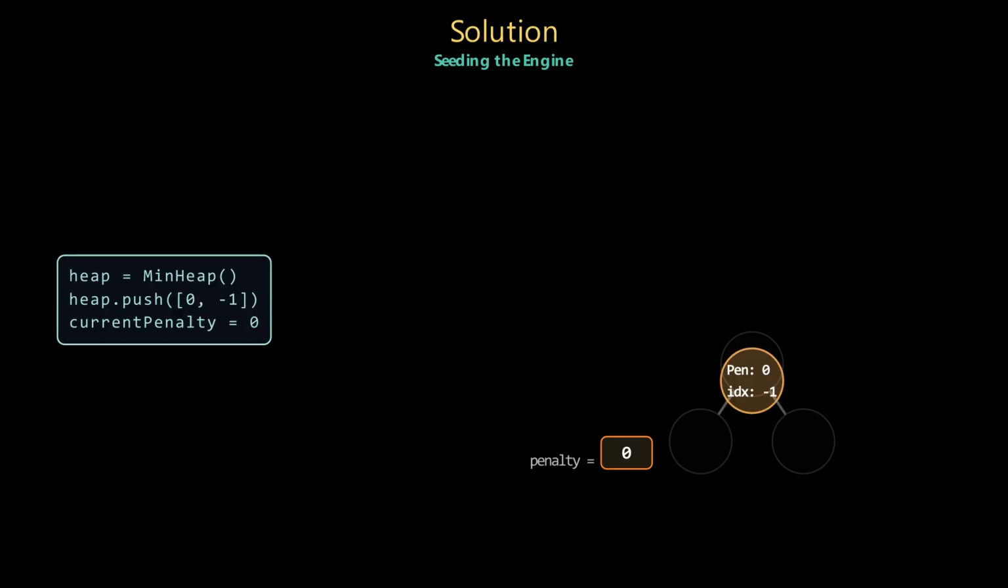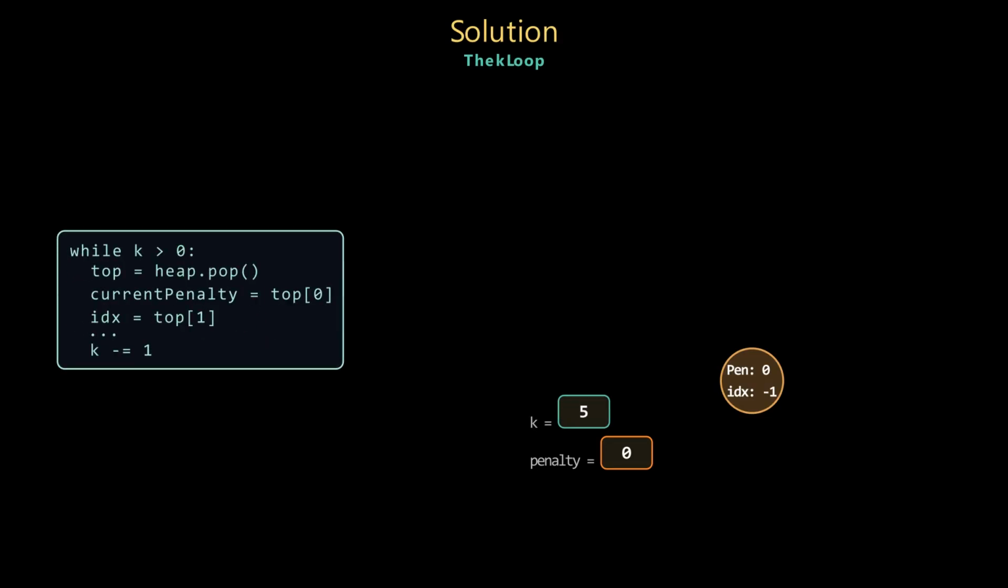Now we set up our min heap, sorting items strictly by their penalty value. We initialize the heap by pushing our starting anchor, a total penalty of 0 at index -1. We kick off our extraction loop, which will run exactly k times. In our very first iteration, we pop the root of our heap. The current penalty is 0, and our index pointer is -1. We then decrement our counter.